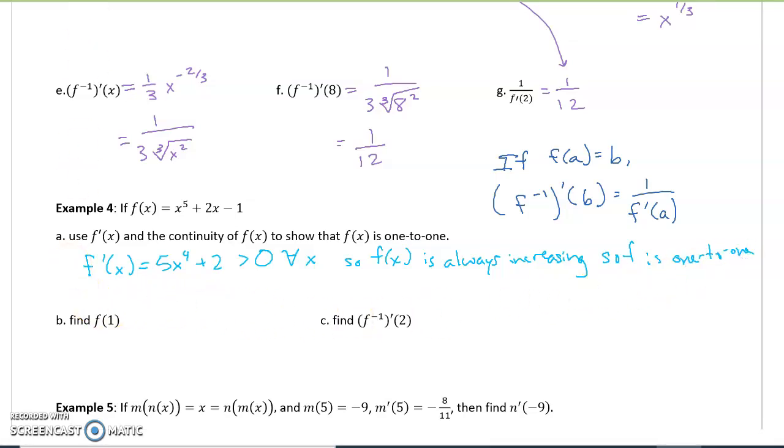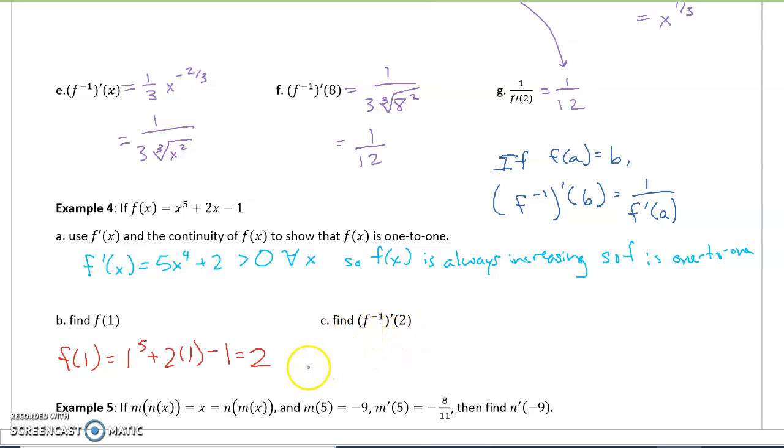All right. So what about these next two questions? F of 1. What is f of 1? Well, f of 1 equals 1 to the 5th plus 2 times 1 minus 1, or 1 plus 2 minus 1, which is just 2. So what does that have to do with finding f inverse prime of 2? Remember that we don't want to plug this 2 into here. This 2 is an input into the inverse function, which means it's an output in the original function.